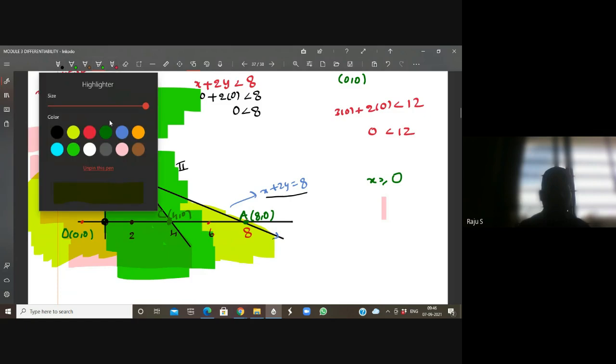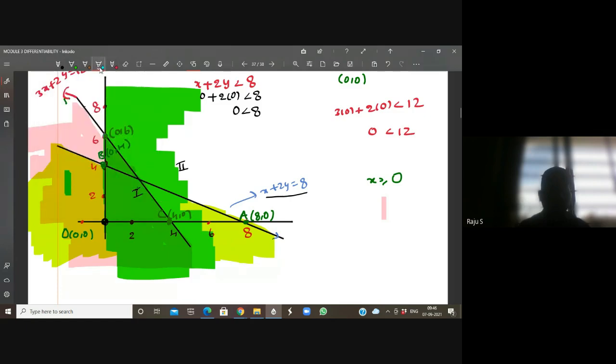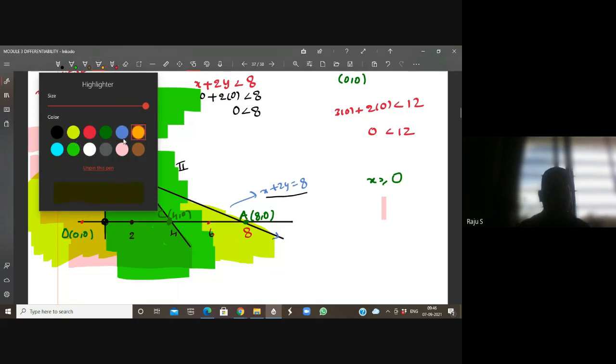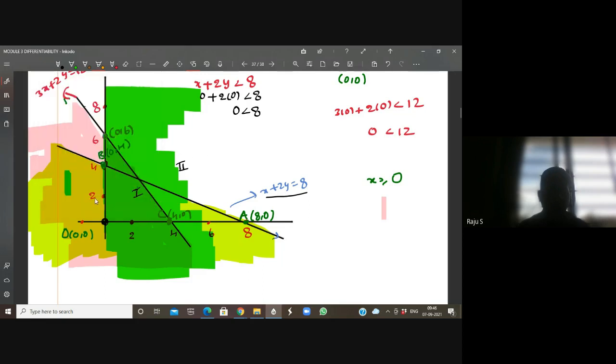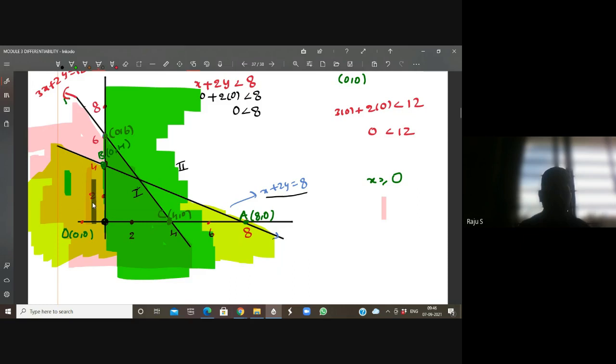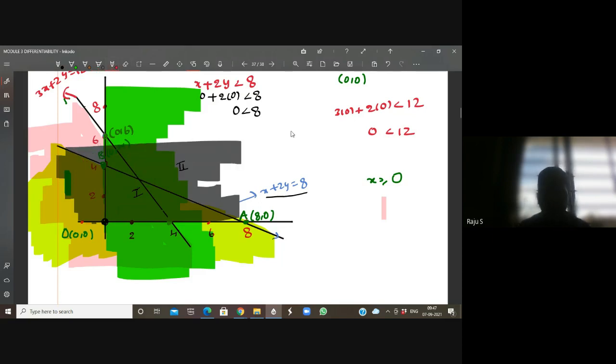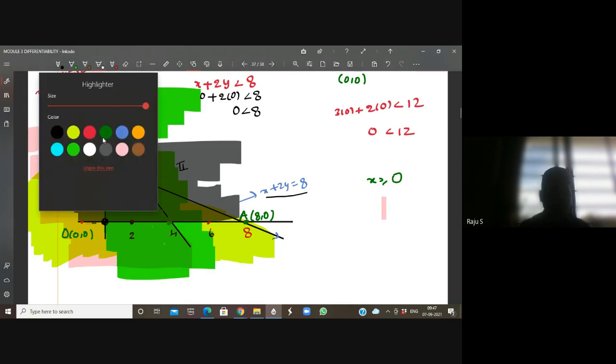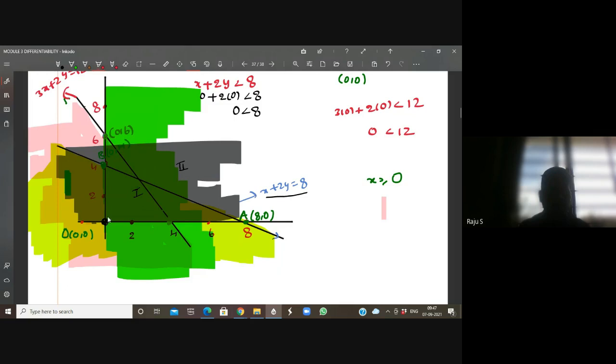Then what about the region y ≥ 0? If I take this region, y greater than 0 means above the x-axis. When you see here, what is the common region for all this? The common region for all the given constraints and non-negative restrictions, anyone, student? The region belongs to the first quadrant. Exactly, this is the common region.